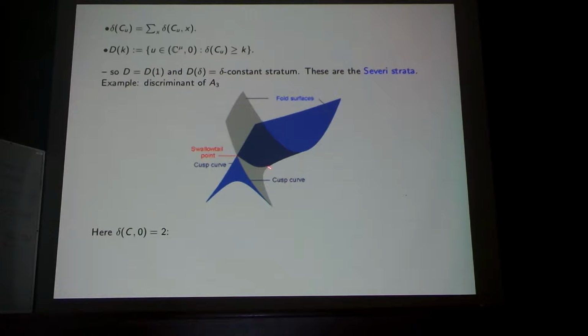And in this case, this curve is the delta constant stratum, and along here, delta is just equal to 1. And you can easily see that because these points are points where the fiber has a single singularity of type A2. So this is, of course, the discriminant of A3. And along here, the fiber has two singular points of type A1. So for each of these, delta is indeed 1. So delta is 2, as I said.